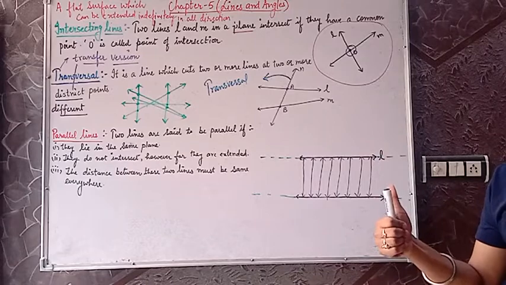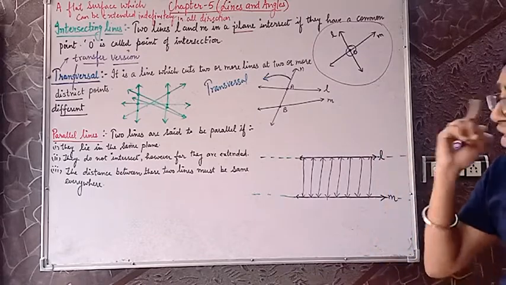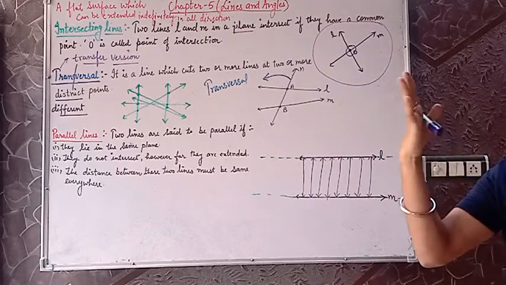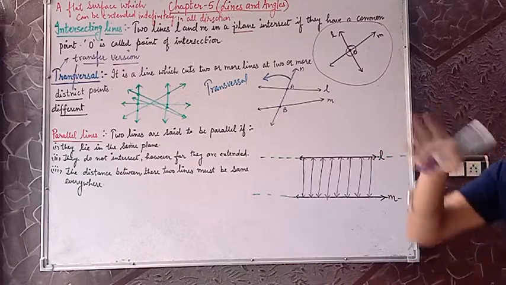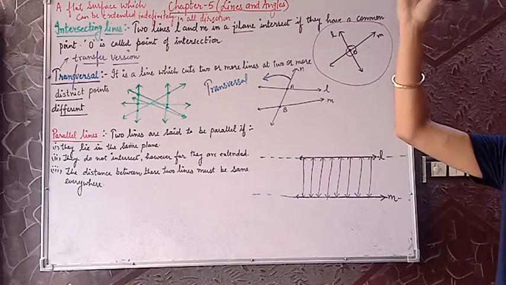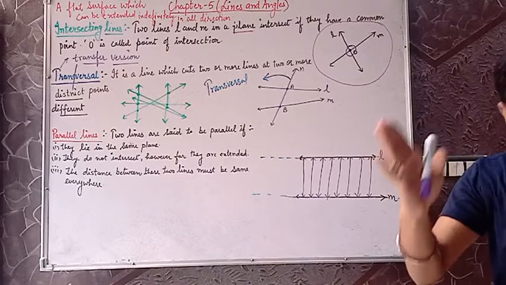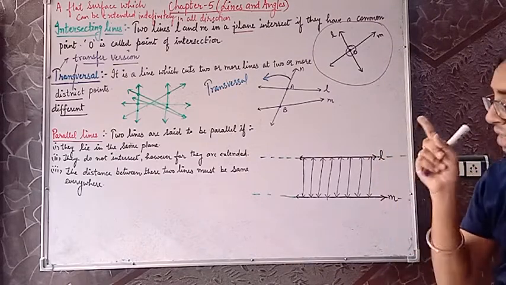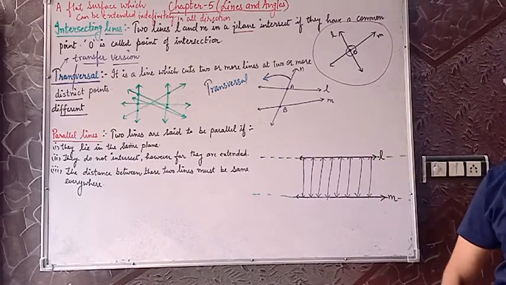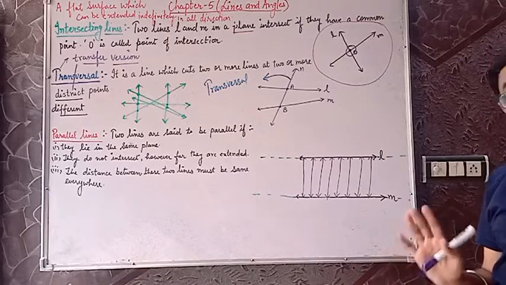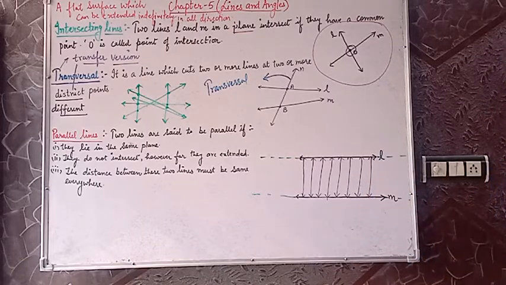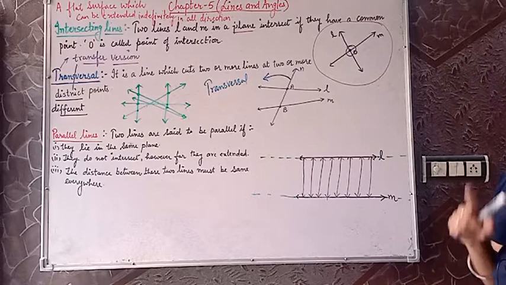So they lie in the same plane. They do not intersect, a very important condition, however far they are extended. However far means take them anywhere in the world, in the universe. If they are parallel lines, they will not intersect. The distance between these two lines is always the same everywhere. Clear? So this is the concept of intersecting, transversal and parallel lines.